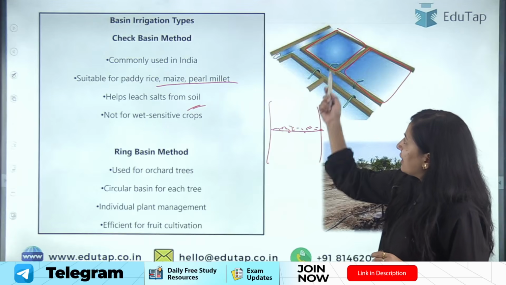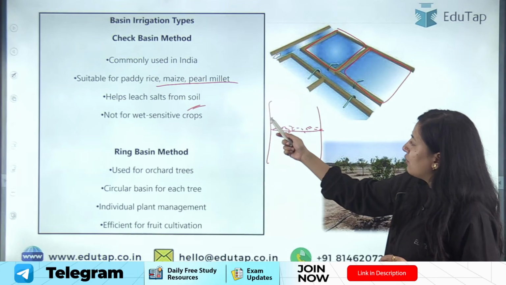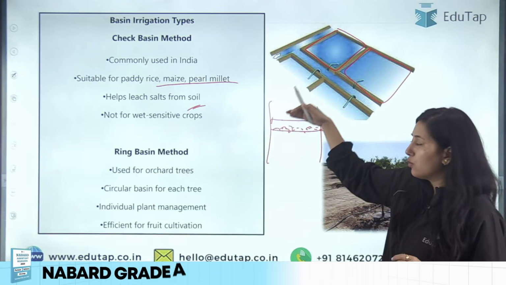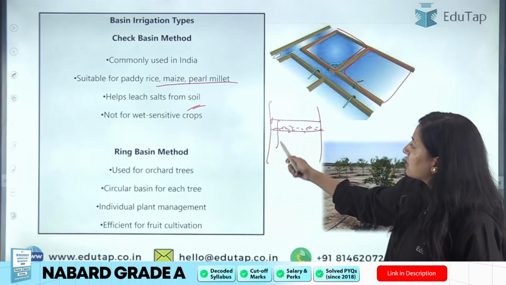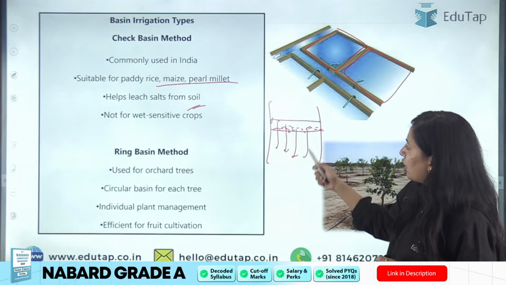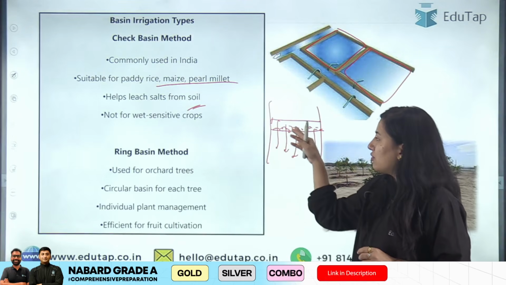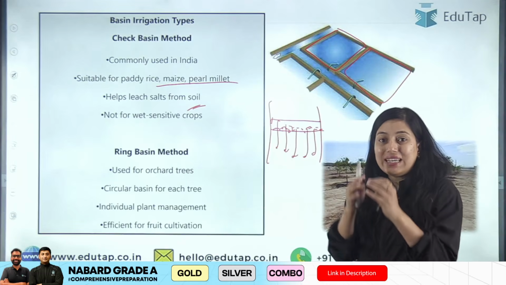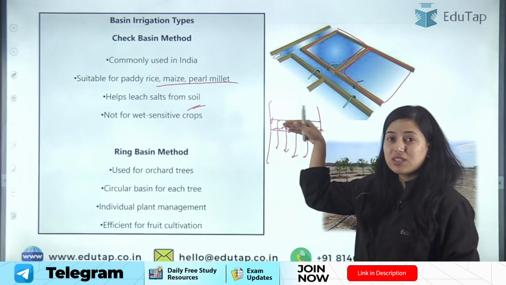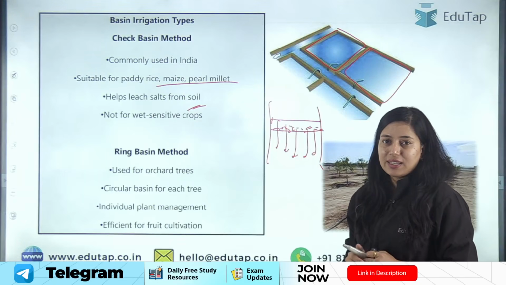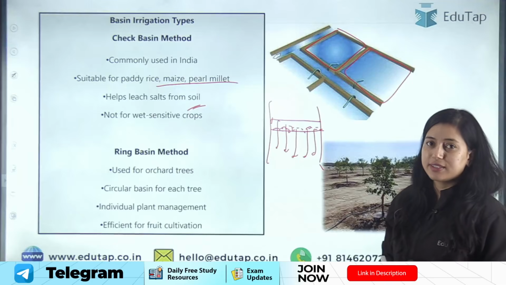Now in the case of check basin system, if we have this condition and we are allowing water to stay over this surface, what will happen? This water will percolate inside the soil, and due to this percolation of water inside the soil, this water will also carry salts. This water will leach down the salt, hence reducing the salt concentration on the surface of soil, clear. So this is the added advantage with the check basin system, clear.